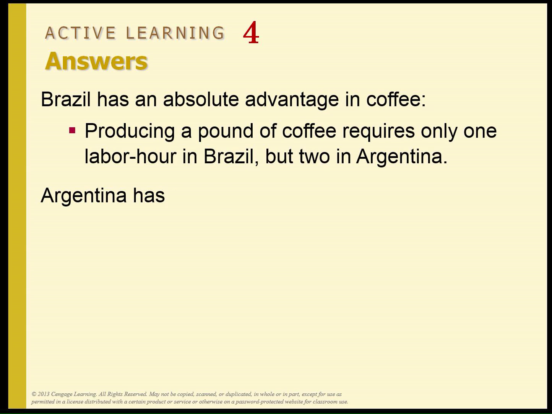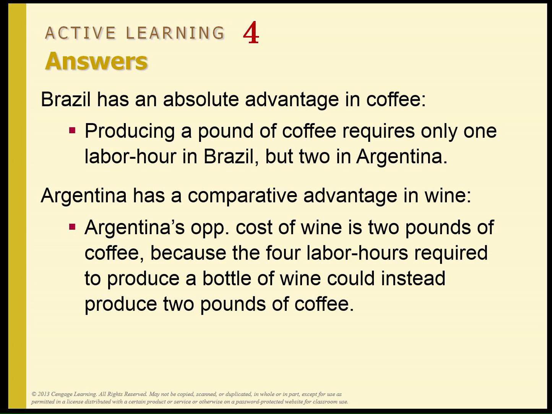So here's the answer. Brazil has an absolute advantage in coffee. If you produce a pound of coffee, it requires 1 labor hour in Brazil, but 2 in Argentina. That's what I told you last slide. That's not the actual question that we were trying to find out. That's just the absolute advantage. The comparative advantage is what we want to know.